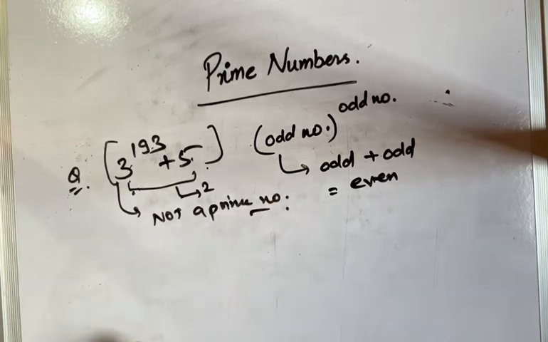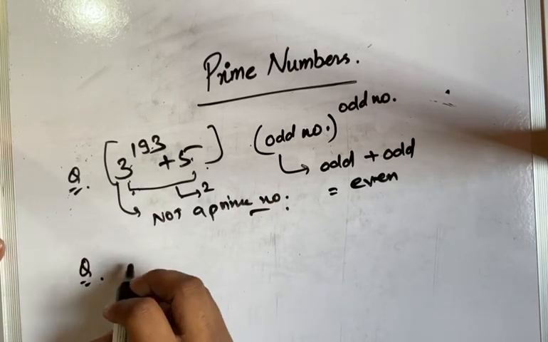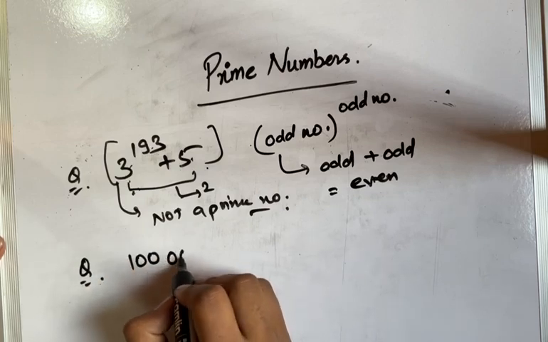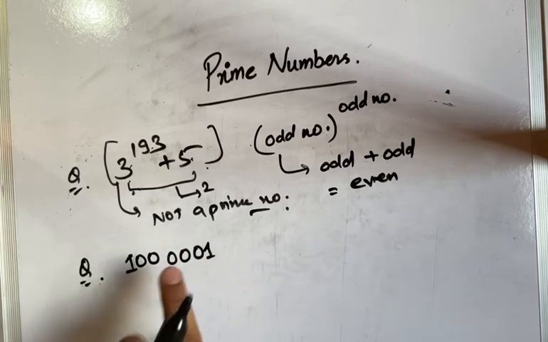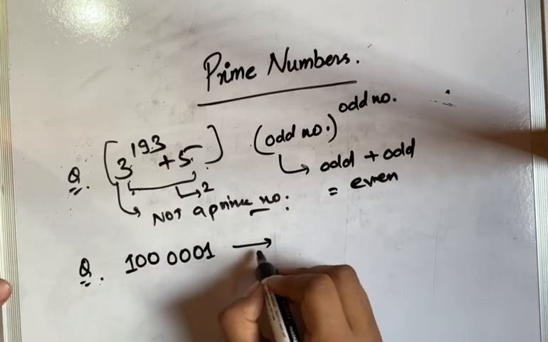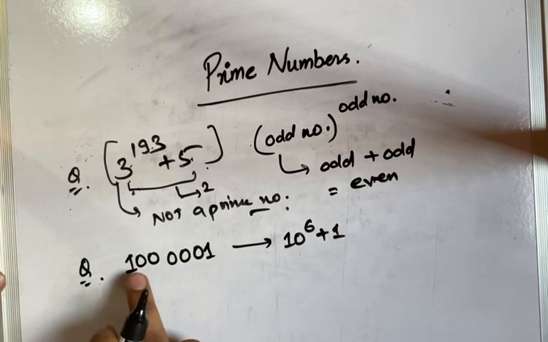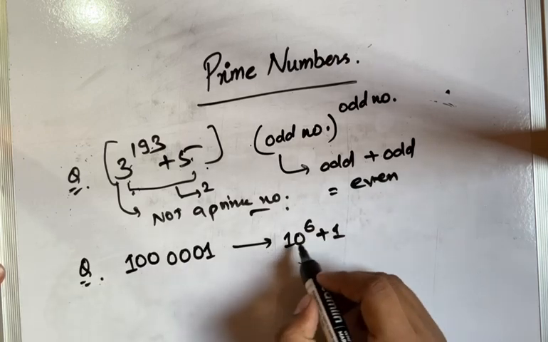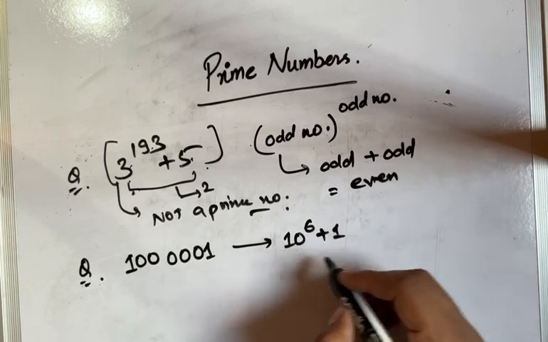All right, okay, cool. Now if we talk about another question, okay, so the question is written as 1000001. Suppose this number is written and they are asking whether this number is a prime number or a composite number. Okay, so what we can do, we can just simply write it 10 to the power 6 plus 1. Okay, हम इसको ऐसा लिख सकते हैं, ठीक है, 10 to the power 6 plus 1. Okay, so 10 to the power 6 plus 1, tell me whether this number is a prime or composite.